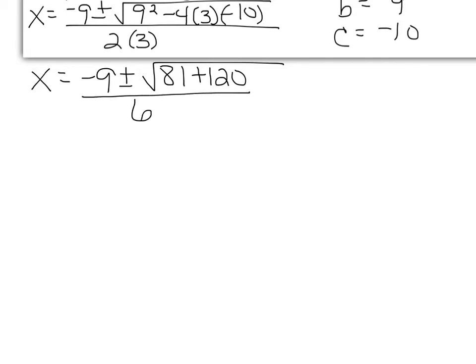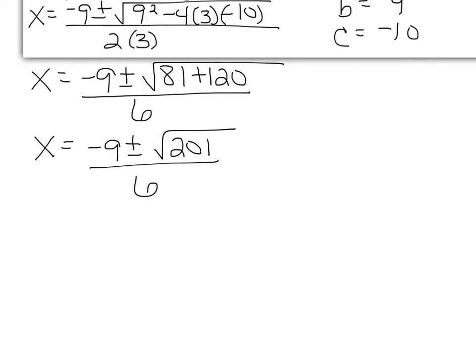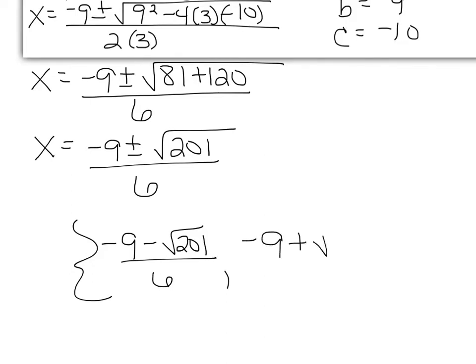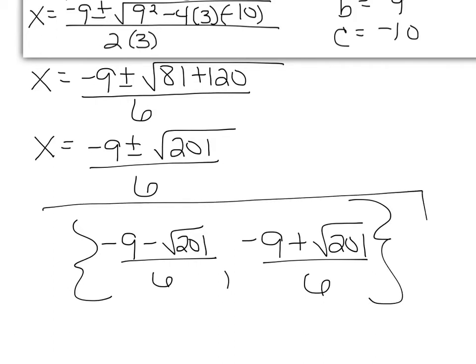All over 6. Okay, clean it up a little bit more. Negative 9 plus or minus the square root of, what is that, 201, divided by 6. 201 cannot be broken down, so your answer is negative 9 minus the square root of 201 over 6, and negative 9 plus the square root of 201 over 6. And that's your answer.